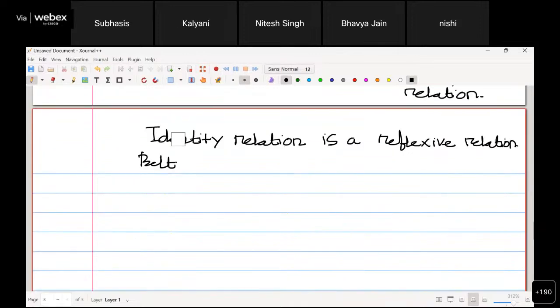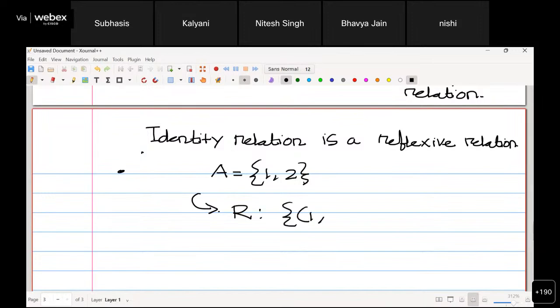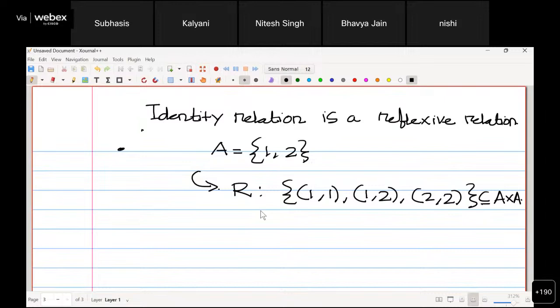I have already given an example, but let me repeat the same thing. Let me take the set {1, 2}. Consider this relation: (1,1), (1,2), (2,2). This is a relation, because it is certainly a subset of A times A. Now, is it an identity relation? No, sir, it's not an identity relation.